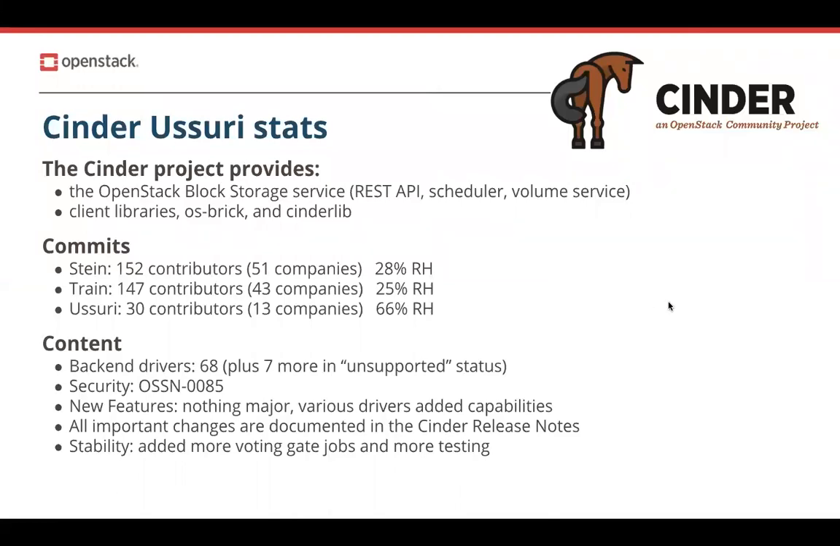I guess I should mention as part of the nothing major, we did add support for Glance multi-backends and for Glance image co-location, which is important in the edge kind of scenario. So that's something to notice. But I do want to point you to the Cinder release notes. We do publish very detailed release notes, so a lot of stuff is documented in there. So please take a look. And then as far as stability went, we added more voting gate jobs and more testing, and we plan to continue to do that to keep the software stable and to find bugs early.